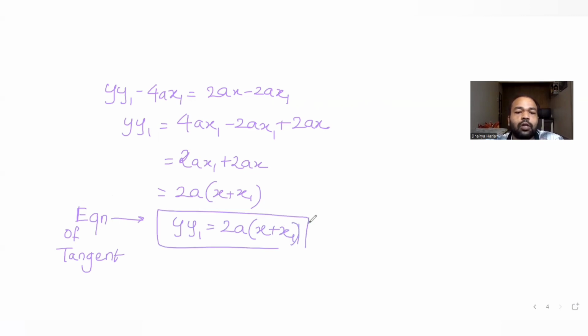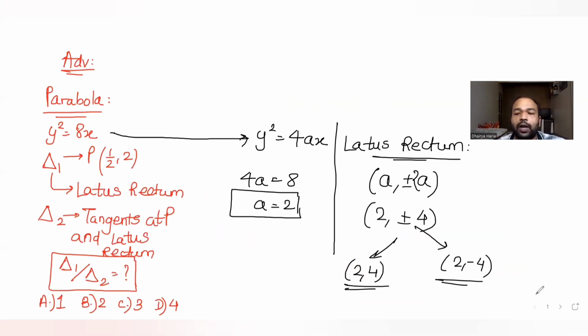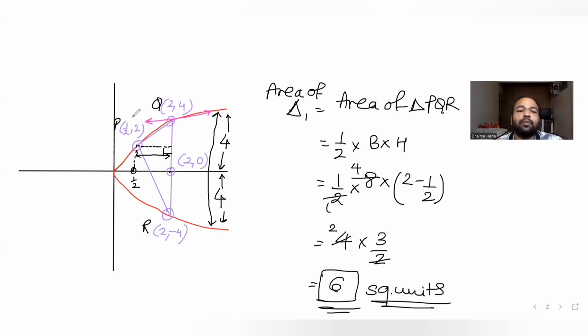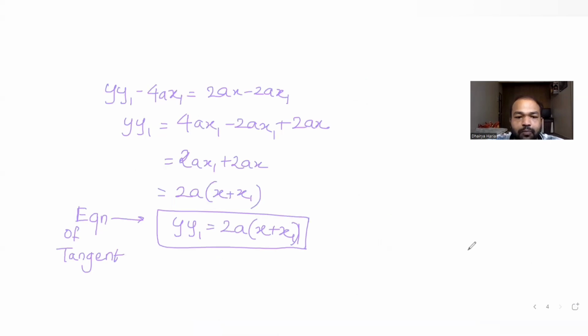So if I substitute all the 3 points which I had, P, Q and R, that is the point P given and the endpoints of the latus rectum, I'll get the equation of the tangent at all the 3 points on the parabola. So let's find that out.